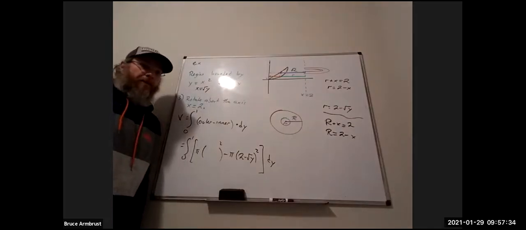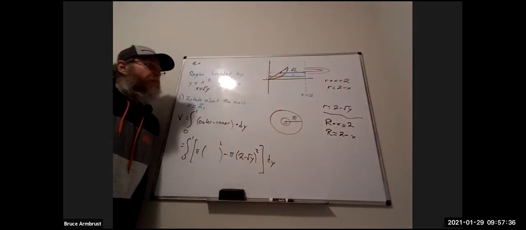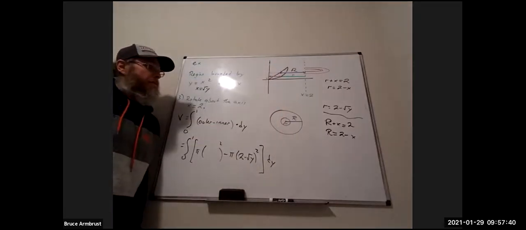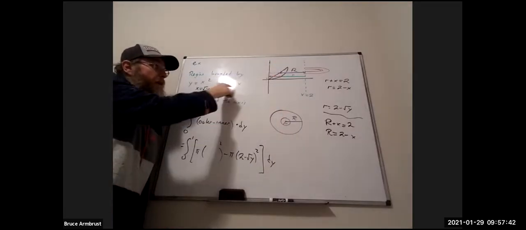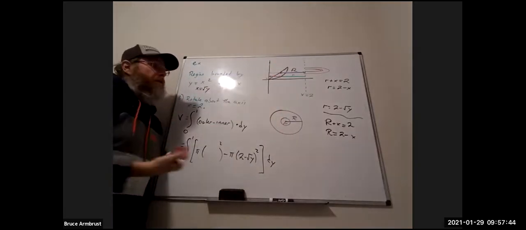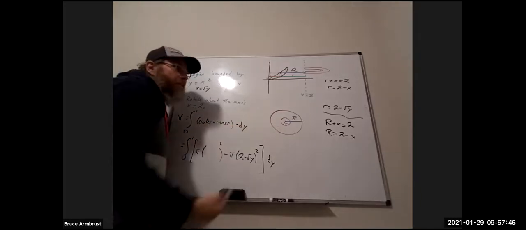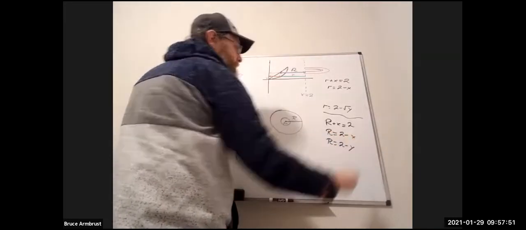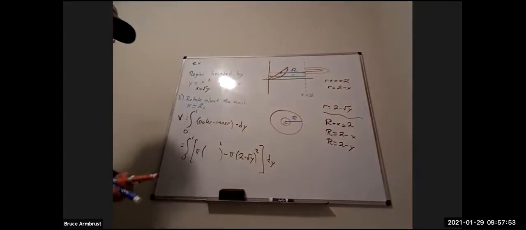But now the x is given differently. That x value is determined by the line, and that line was y equals x. Well, I don't want it as an x. I want it as a y. But since x equals y, I can just make that 2 minus y.